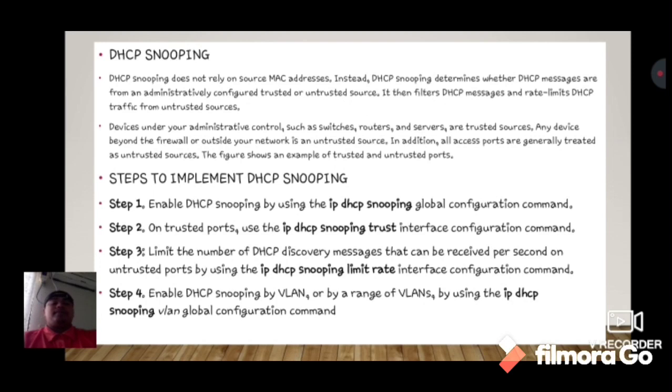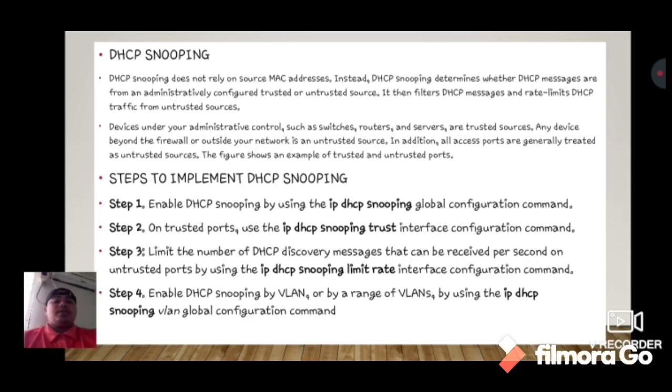DHCP snooping. DHCP snooping does not rely on source MAC addresses. Instead, DHCP snooping determines whether DHCP messages are from an administratively configured trusted or untrusted source. It then filters DHCP messages and rate limits DHCP traffic from untrusted sources.